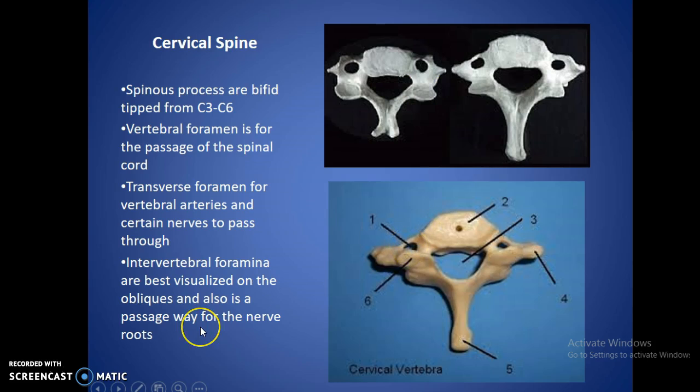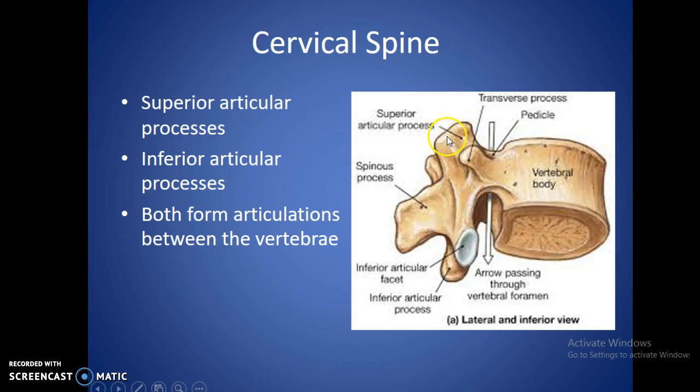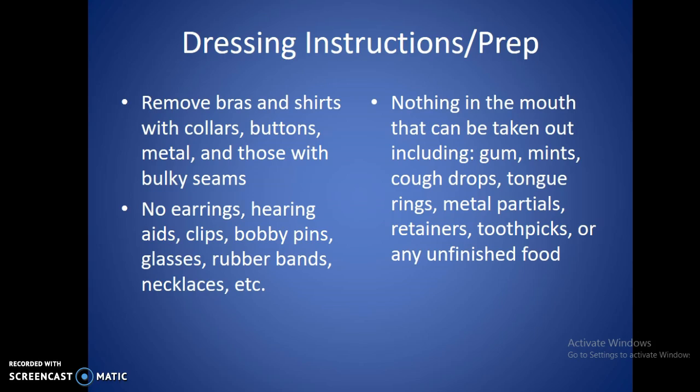Intervertebral foramina are best visualized on obliques and is also a passageway for nerve roots. So on a lot of the nerve roots you do see them on the obliques. What you also see on these typical vertebra, the superior articular process and an inferior articular process. These little stacking bones create the intervertebral foramina that we'll talk about with the obliques in just a short bit. Inferior articular processes, it's down here, both form articulations between the vertebra. This is just another diagram, kind of looking from underneath it a little bit, so you can see a little bit different perspective on this view.